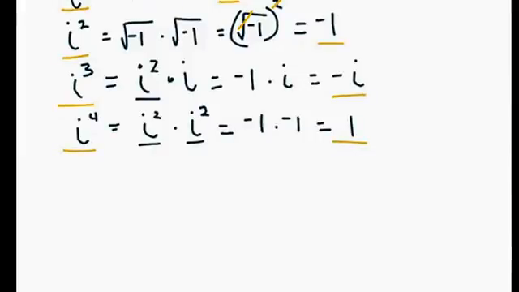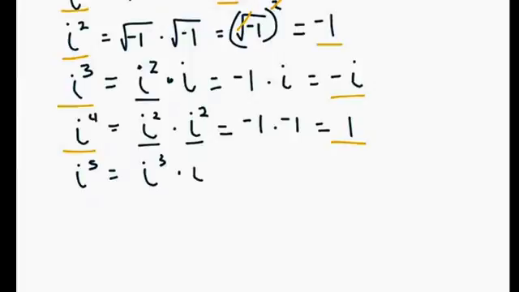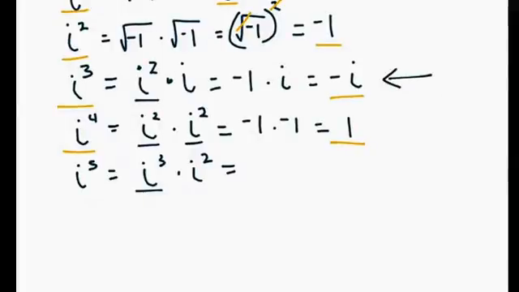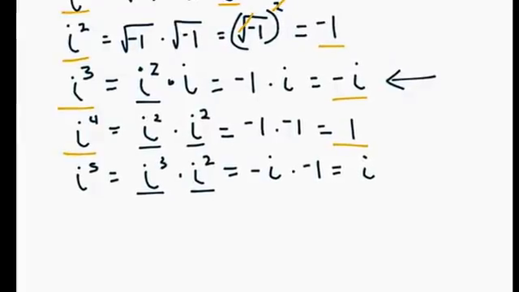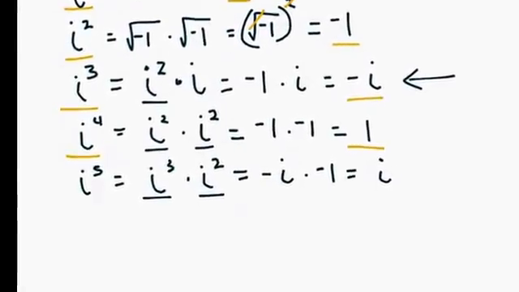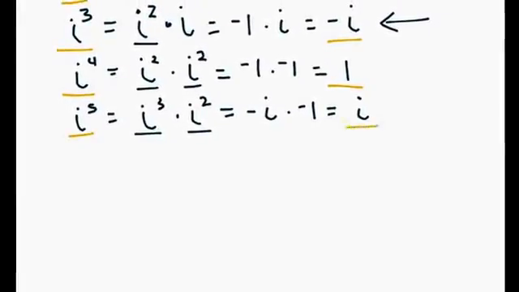Okay, let's go ahead and do i to the fifth, sorry. That's the same thing as i cubed times i squared. Well, we've just said that i cubed equals negative i, and i squared is negative 1. Negative i times negative 1 gives me a positive i, because a negative times a negative is a positive. So i to the fifth equals i.